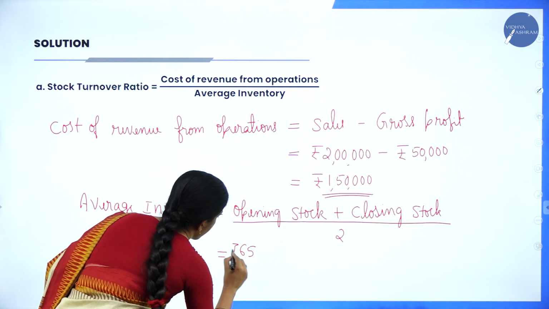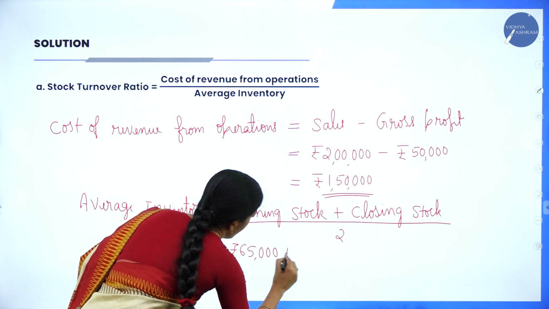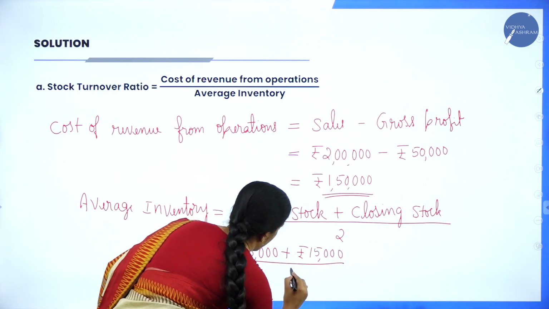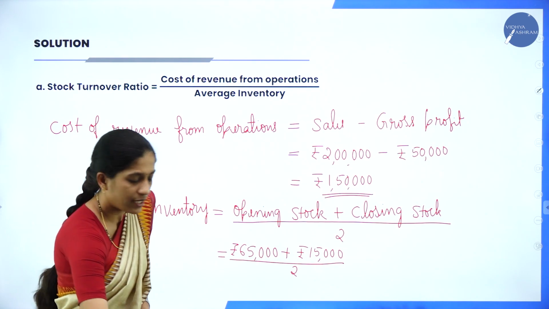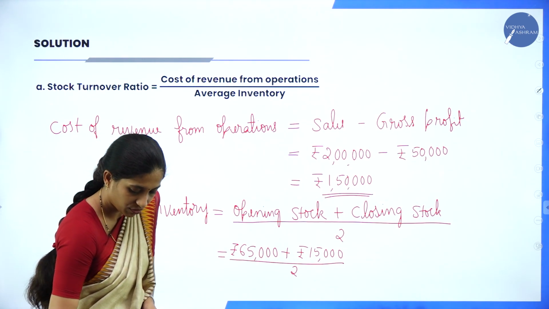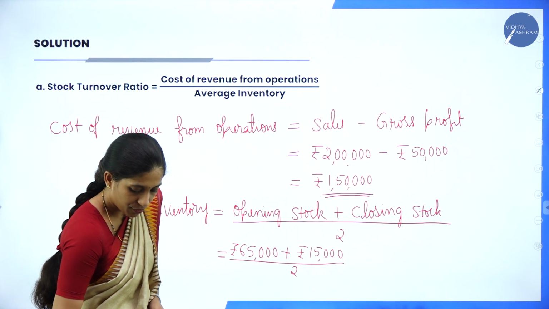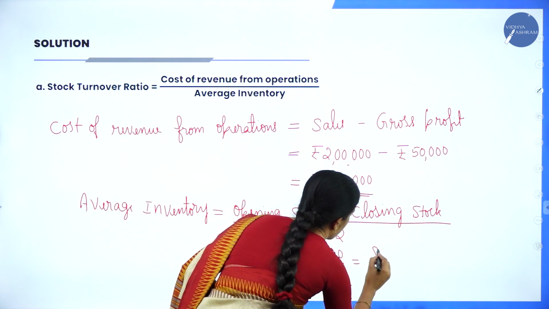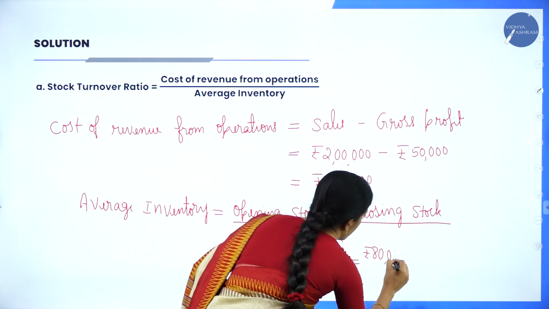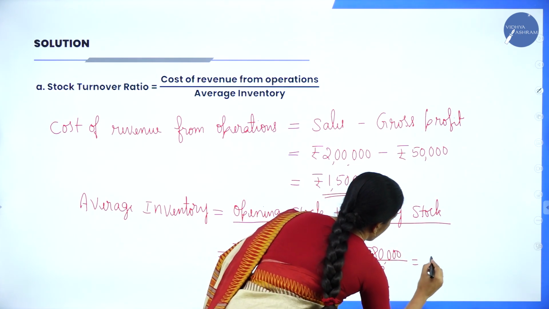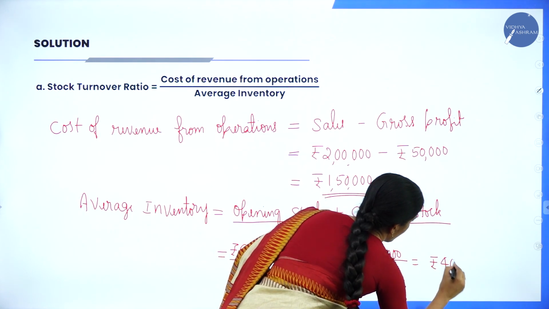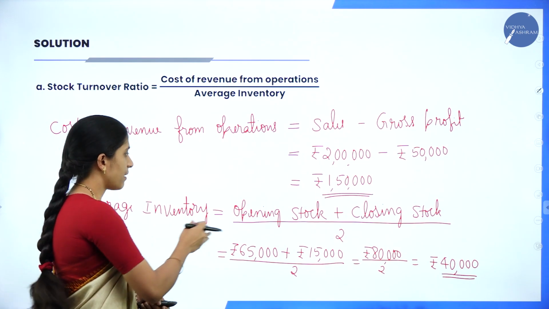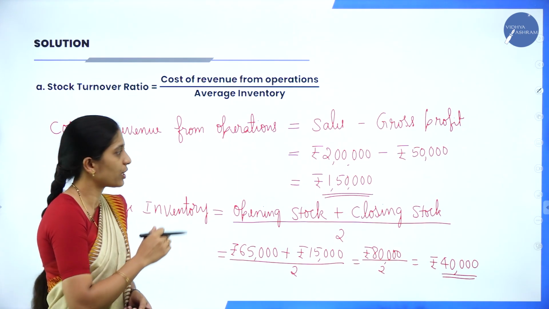65,000, that is rupees 65,000 plus rupees 15,000 divided by 2. So how much will you get? That is 65,000 plus 15,000, so that will be rupees 80,000 divided by 2. That is equal to rupees 40,000. So 65 plus 15 is 80,000, divided by 2, that is 40,000.